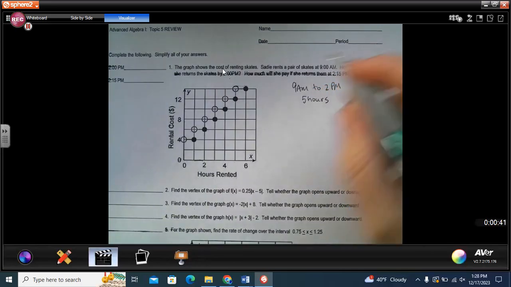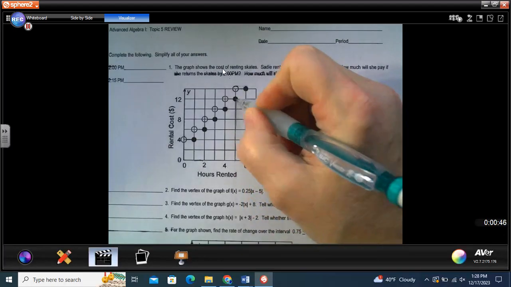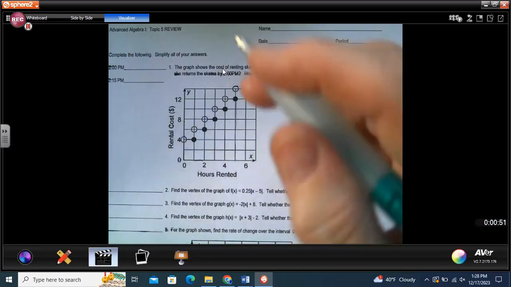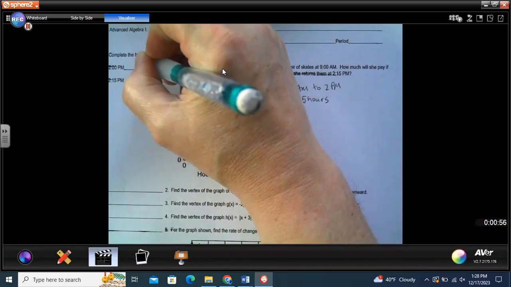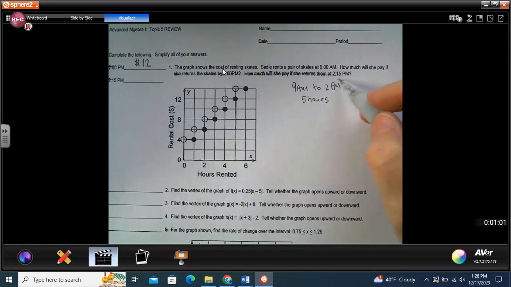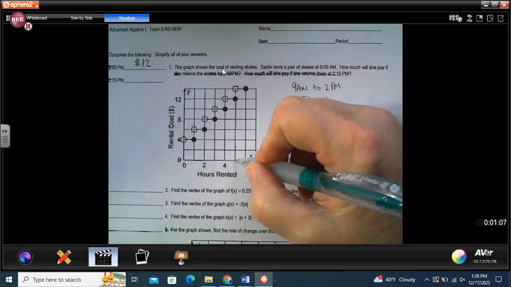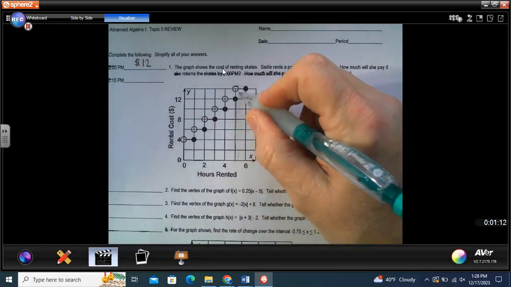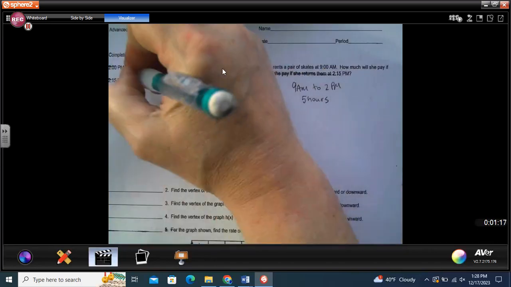Okay. And so now I go over here and I go to 5 hours right here and go straight up, and then I hit that black dot and I go straight over and I'm at $12. So if she returns them at 2 p.m., her rental fee is going to be $12. Okay. If she returns them 15 minutes later, then that means we're going to be at 5¼ hours. So over to here, and I go straight up and I don't hit part of the graph until here. And so that's going to be $14.